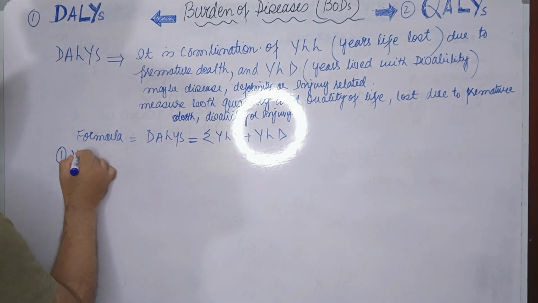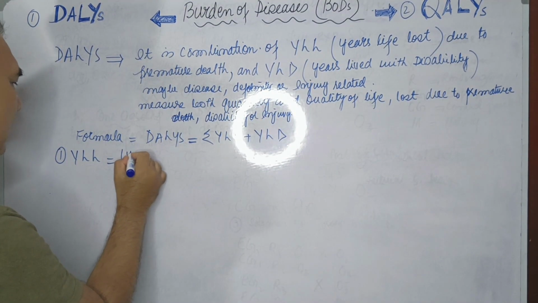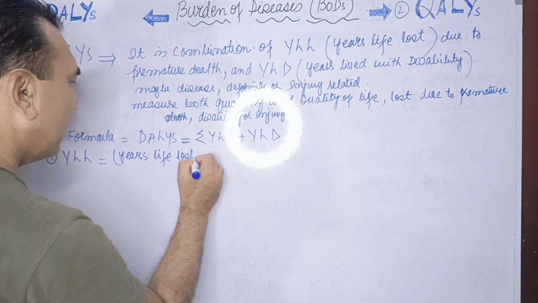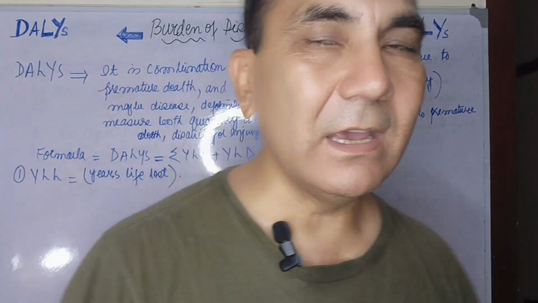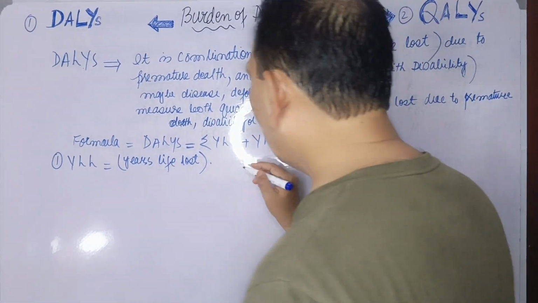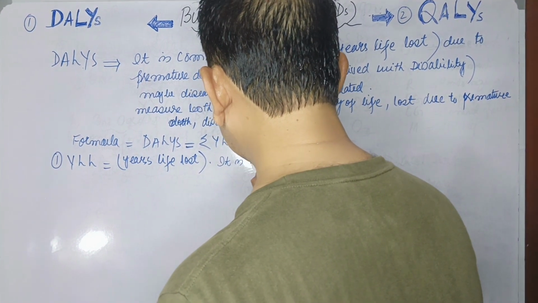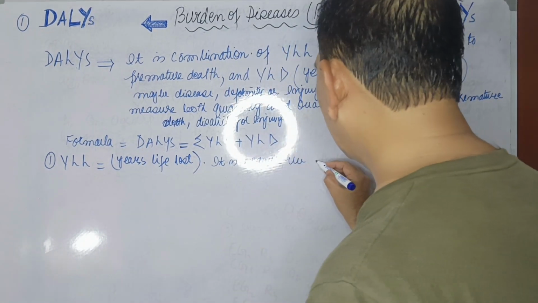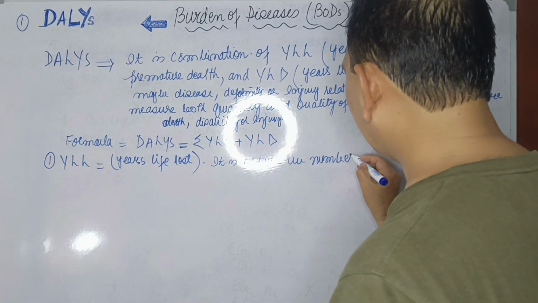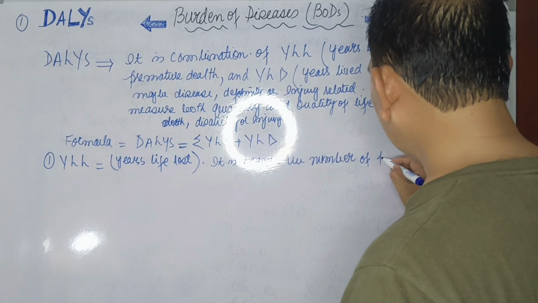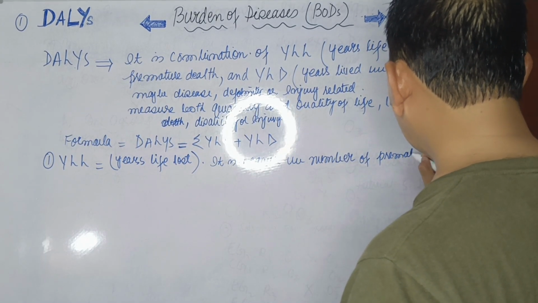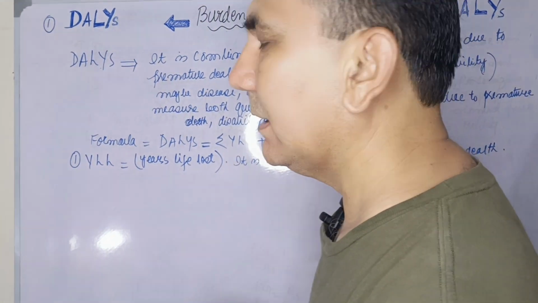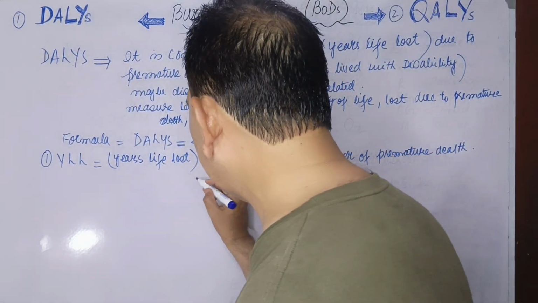Now the first one, what is the YLL? Years of life lost. YLL is a measurement. It measures the number of premature deaths.